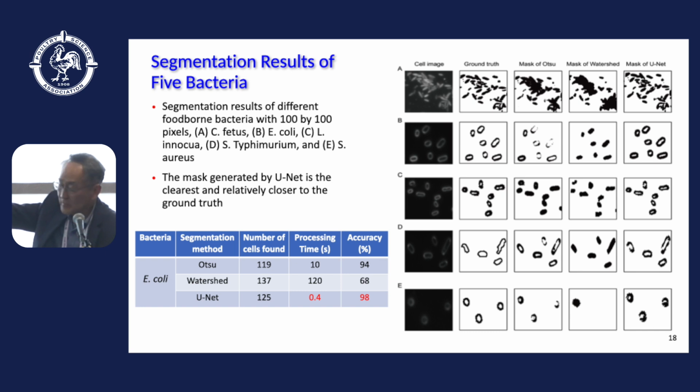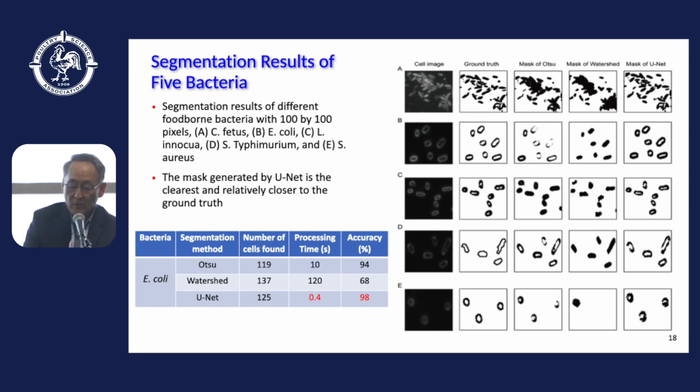The first column is the cell image. It's not clear because this is hypercube, hyperspectral data. Okay? The second column is the ground truth, and the last one is the result of the U-Net. Between those, the third column is the Otsu algorithm, and the fourth one is the watershed algorithm. These are the most popular, very traditional segmentation methods. Compared to that, our U-Net worked very well, okay?